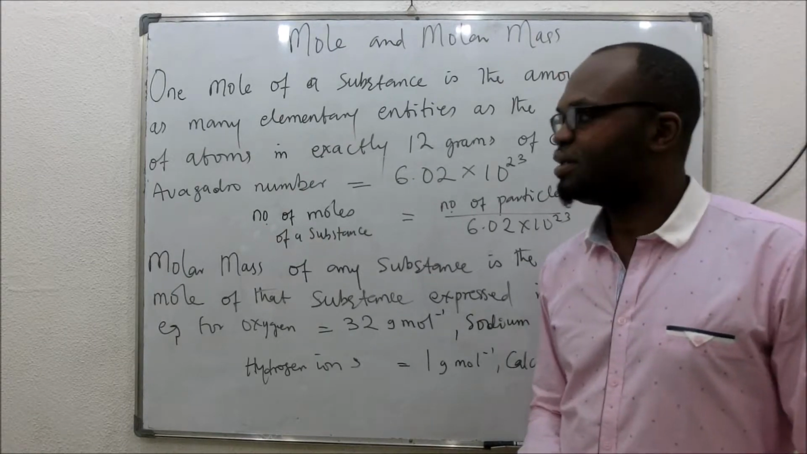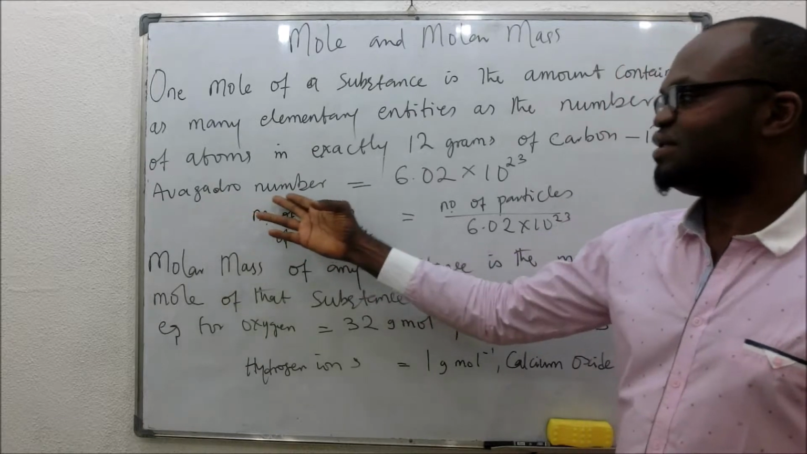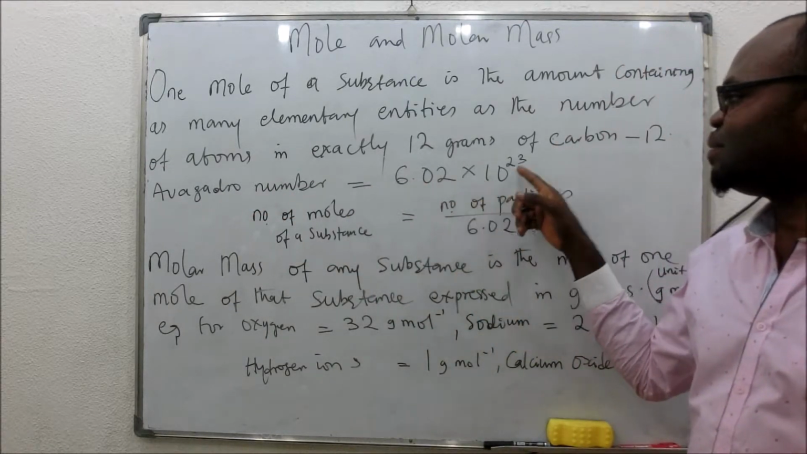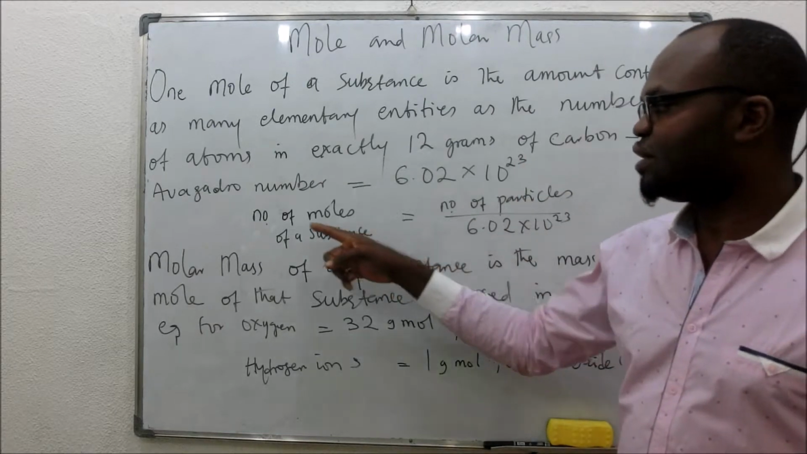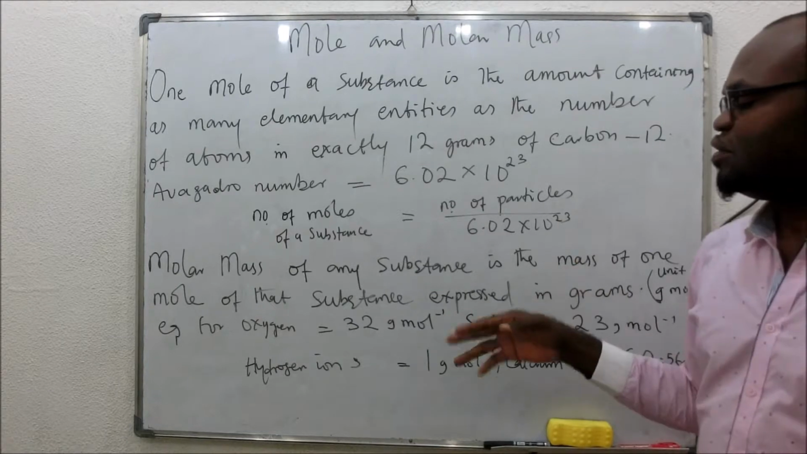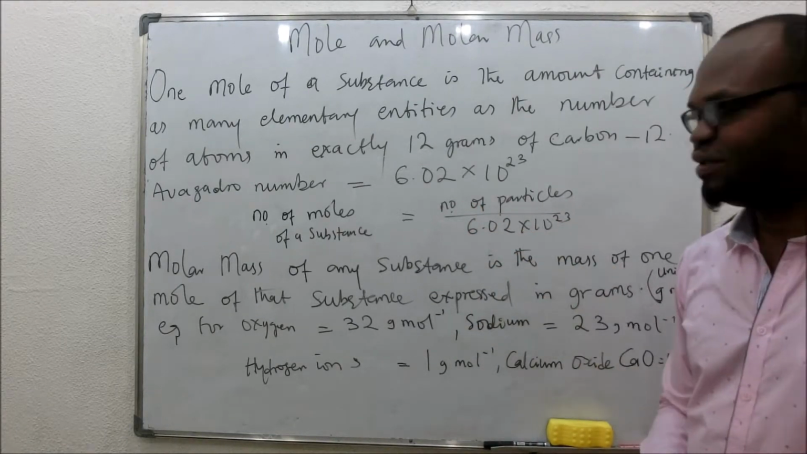So you come across in WAEC and JAM, what is the quantity for the Avogadro's number? You have to have it inside your head that it is 6.02 times 10 to the power 23. So if you are told to calculate the number of moles of a substance and you're given the number of particles, just know that it is actually the number of particles all over 6.02 times 10 to the power 23.